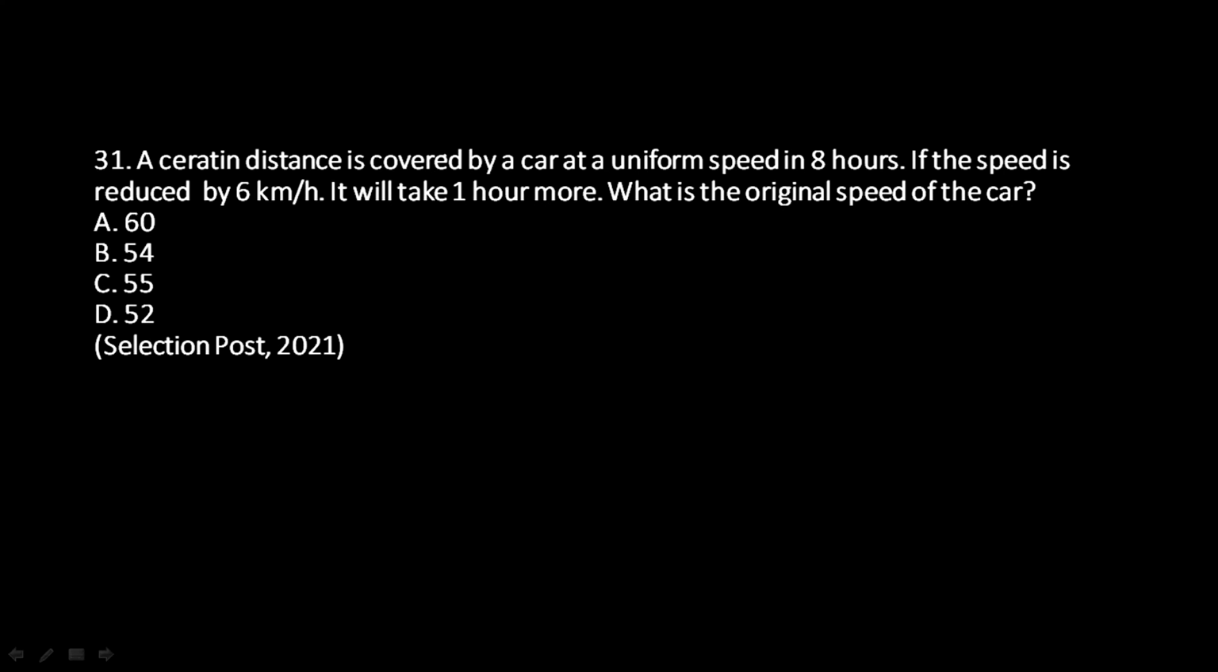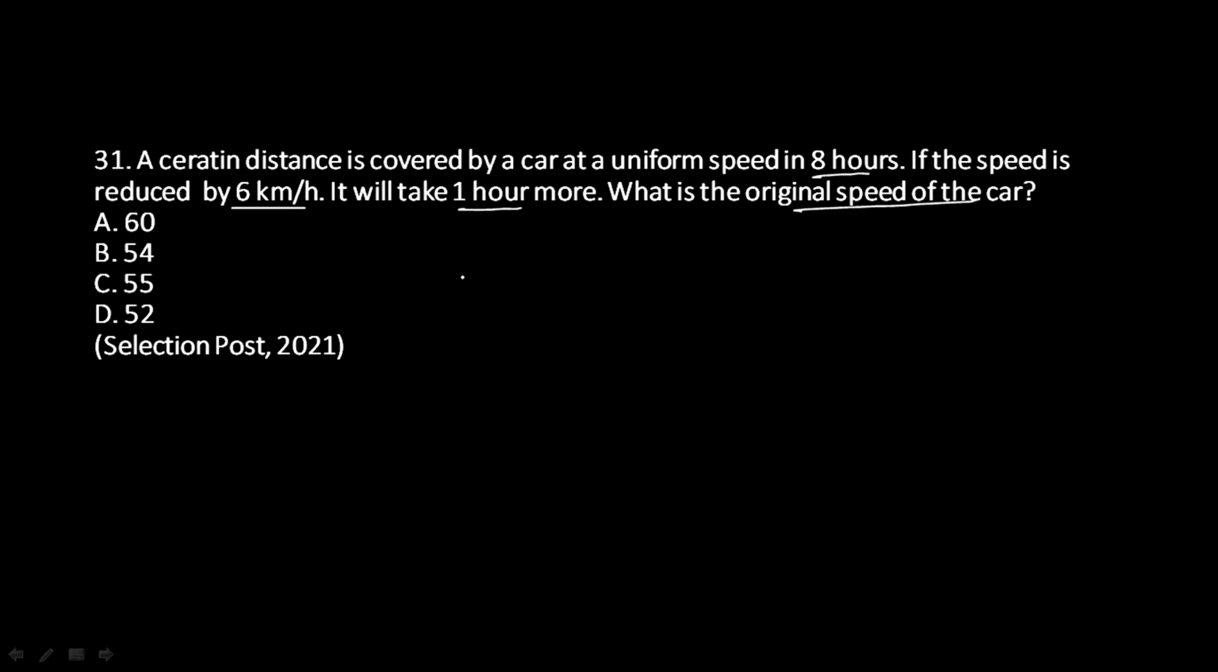Let's start. Now we are discussing time, speed, and distance. First question: a certain distance is covered by a car at a uniform speed in 8 hours. If the speed is reduced by 6 km per hour, it will take 1 hour more. What is the original speed of the car? Shall we solve it? What do you know?